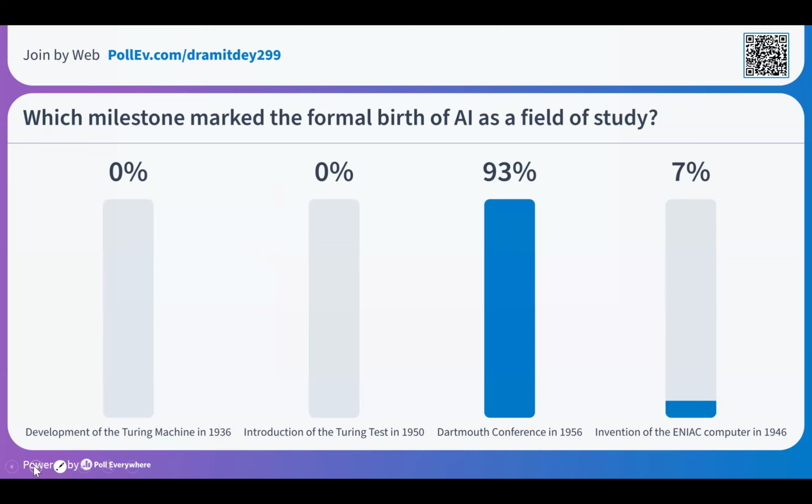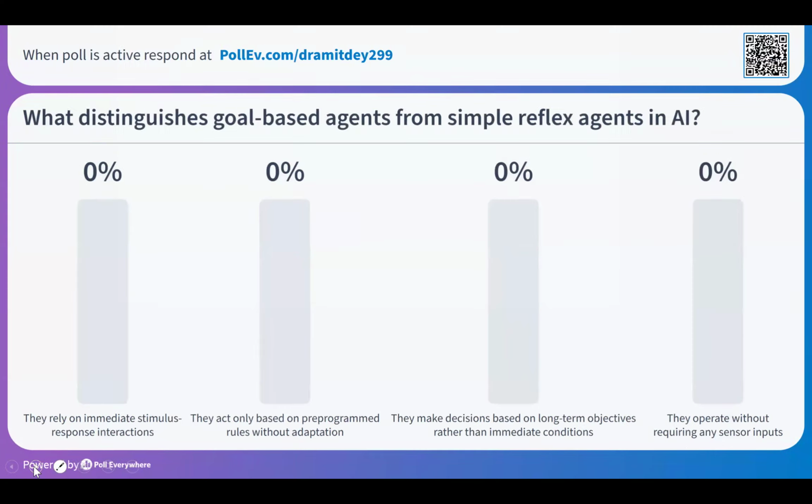Right. Let's see the next question. I think all of us will get this correct. This is a question from history. We all live with the present, but knowing the history is so important. Okay, now this is interesting. If you have listened to the section where I explained agents and environments, you should be able to answer this question. What distinguishes goal-based agents from simple reflex agents in AI? Take your time.